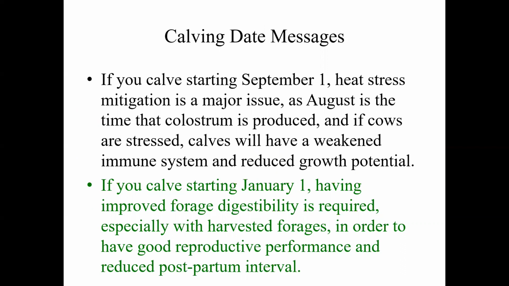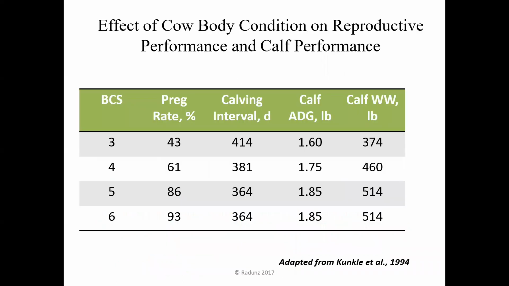In the spring calving situation, if you calve on January 1, having improved forage digestibility of harvested forage is required, and you need to have good reproductive performance and reduced postpartum interval. So in the summer, we're trying to mitigate heat. In the winter, we're trying to improve forage digestibility.